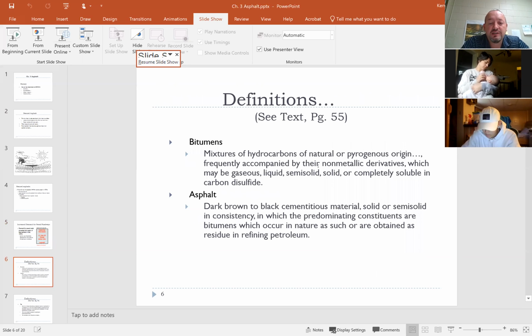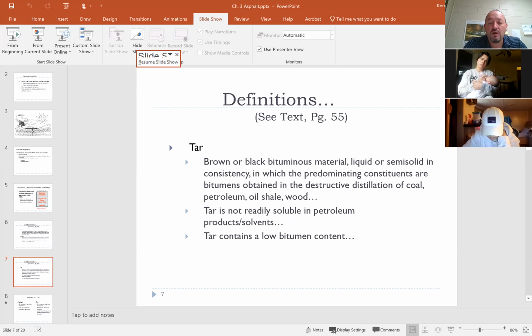So here, I'm not going to read all these definitions, they're in your book, but when you say bitumen, or let's say bituminous, most of the time you hear the word bitumen, that's basically just the basic natural mixture of hydrocarbons that's in the ground. And so all those things, once again, from solids, semi-solids, liquids, and gases would be included in that. Asphalt is the black cementitious material whose predominant constituents are bitumens. Okay, so when we go, see the next slide here.